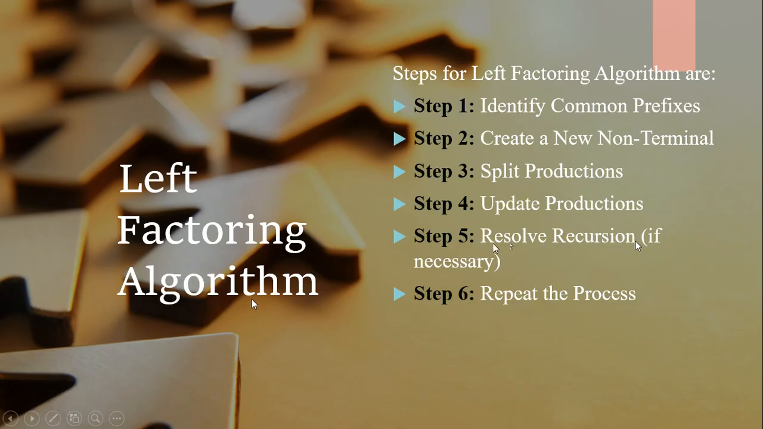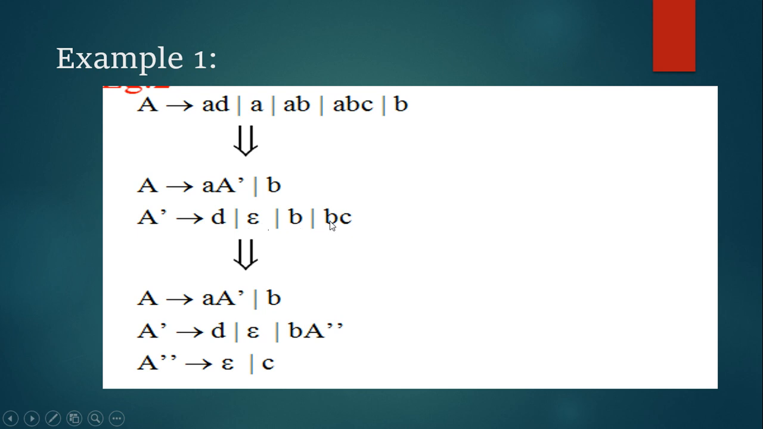We have to solve the recursion. Here B is repeated. So A is A A dash or B. This is the first step. Then A dash consists of B and BC, which has B as a common prefix. So B is taken as common, and epsilon and C are represented as A double dash. So A double dash is nothing but epsilon or C.